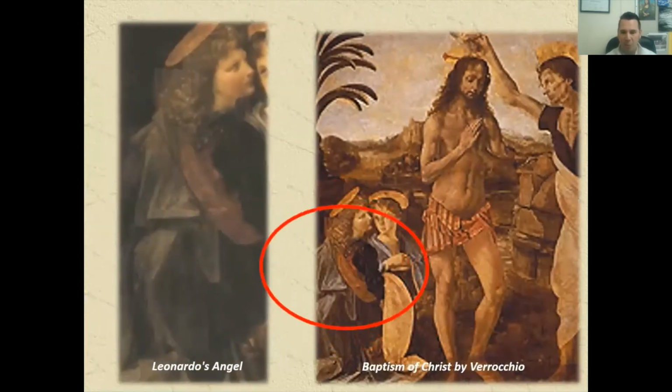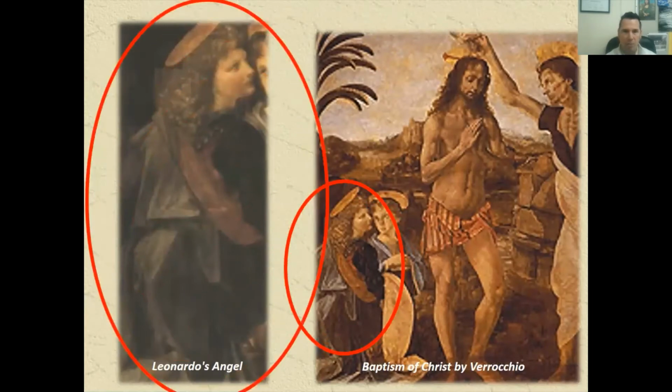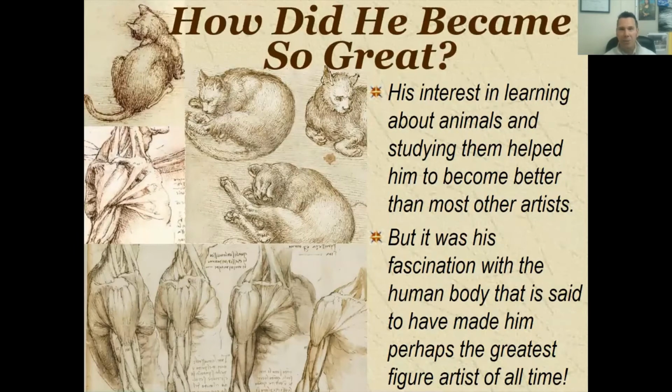Here we go. Here's an up-close look. See how his angel is circled? And there's an up-close look at Leonardo's angel. Very good. All right, so we're almost there. How did he become so great?